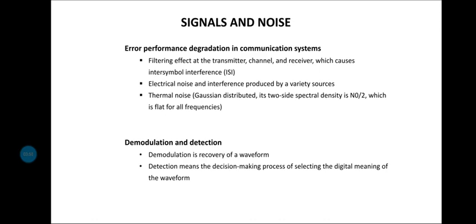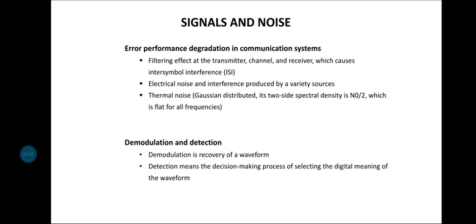Coming to the very first thing, we have error performance degradation in communication systems. The task of the detector is to retrieve the bit stream from the received waveform as error free as possible, notwithstanding any of the impairments that the signal has undergone when being transmitted from the transmitter end to the receiver end. There are two primary causes for error performance degradation.